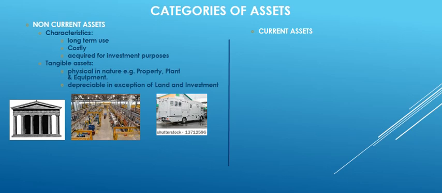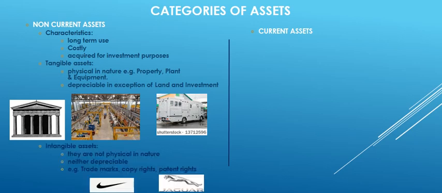Non-current assets are also depreciable, with the exception of land and long-term investments. Non-current assets can also be intangible, meaning they are not physical in nature and they are not depreciable either. Examples are the trademark, the trade name, copyrights, and the patent rights.